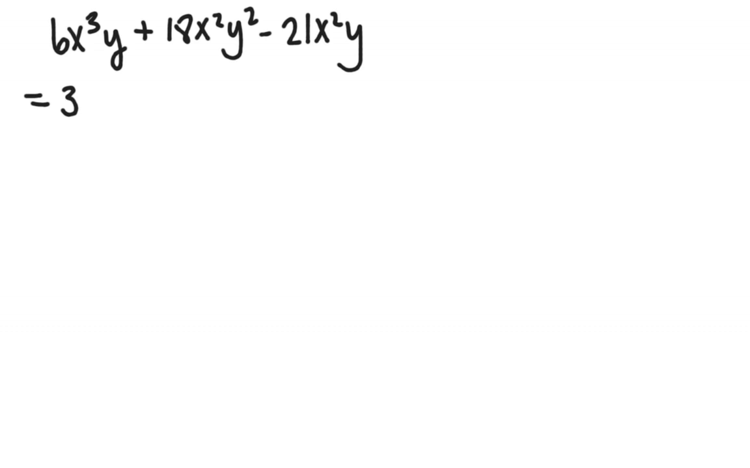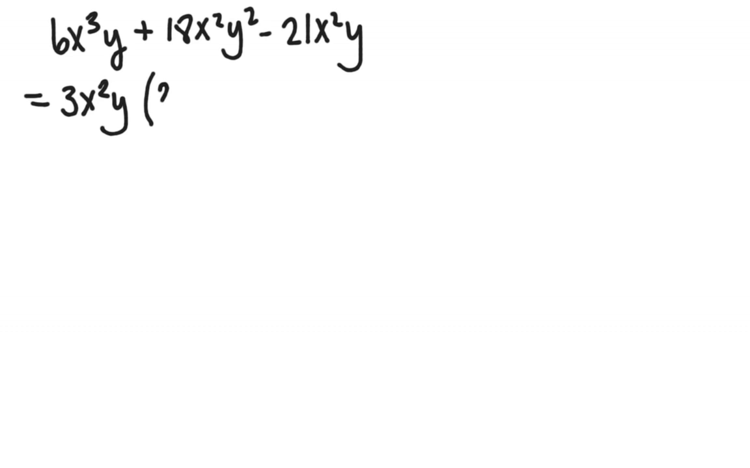Do we have x in every term? Yes, we do. The lowest power of x we can factor out is x squared. Do we have y in every term? Yes, we do. Lowest power of y is y to the first. Okay, let's see what we multiplied 3x squared y by to end up with those 3 terms.